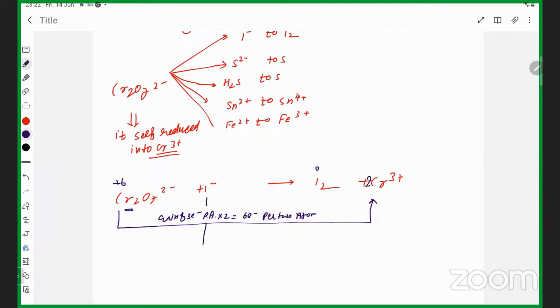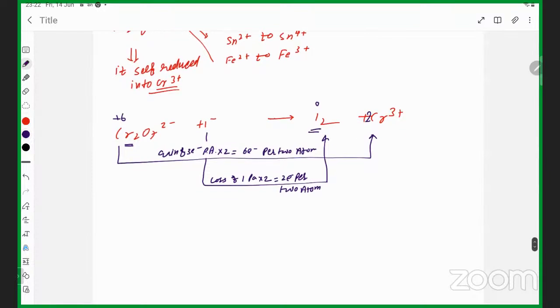So here again I multiplied by 2. Now see this one, I. Here there is loss of 1 electron. I minus to 0, loss of 1 electron per atom. But here how many atoms are there? 2. So multiply by 2. So 2 electrons per 2 atoms. Now what we need to do? We need to equalize the charges. Here 6 electrons are there, and here how many electrons? 2 electrons are there. And see here I2 is 2, so here I already multiplied by 2.